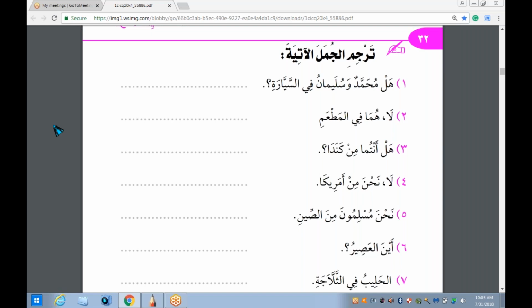نعم أعد هذا. المحمد وسليمان في السيارة. And this word Suleiman, I want a nice dhamma. Suleiman. What does سيارة mean? What's the plural for سيارة? سيارات. نعم. Number 2.